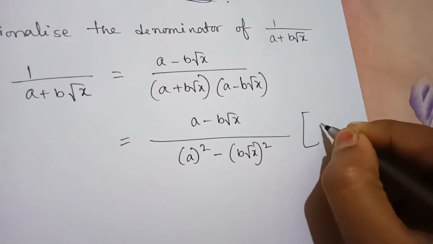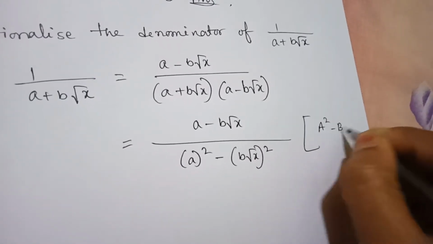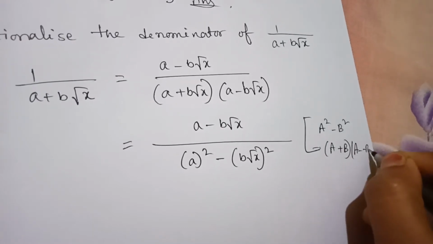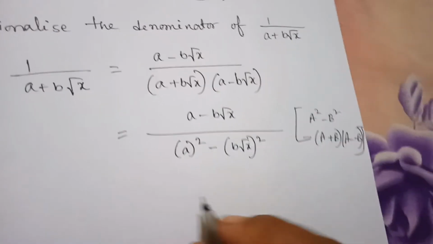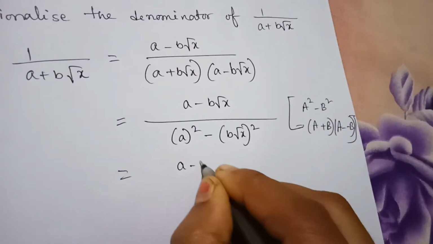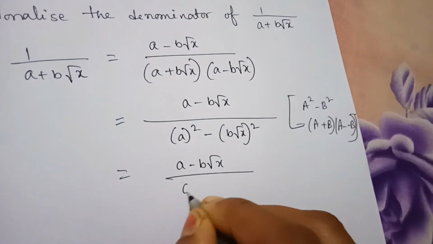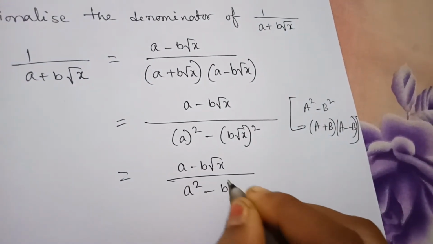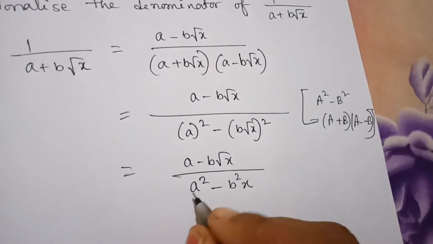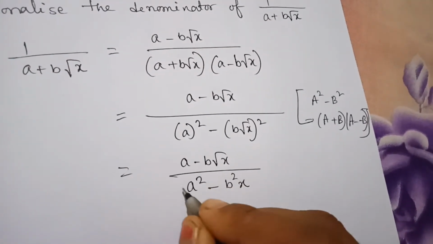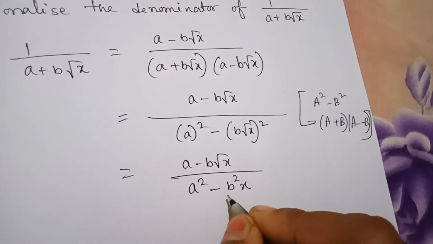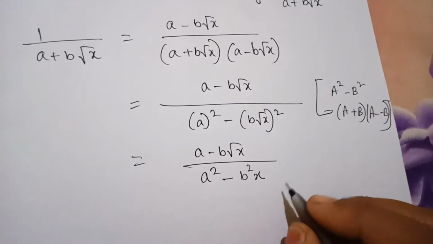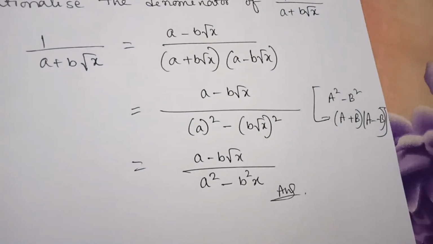Which formula have I used? I have used capital A square minus capital B square is equal to capital A plus B into capital A minus B. Now you can see a minus b root x divided by a square minus b root x's whole square, which is b square x. You can see now this lower part is a rational number. It's not irrational now. So we have got it. That means this is the answer.